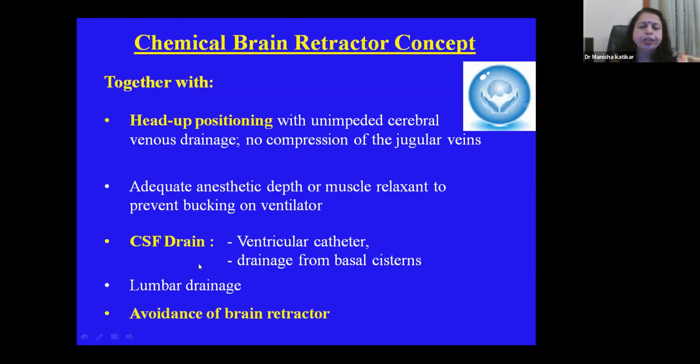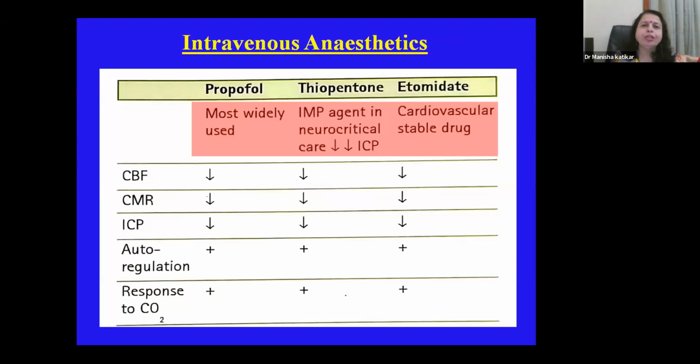if required, a CSF drain, either a ventricular catheter or external ventricular drain, if the surgeon needs to put one. Or if you see the brain is tense, you can request the surgeon to drain the basal cisterns, which will definitely help to decrease the ICP. If you have put in a lumbar drain, then draining the CSF through the lumbar drain, and as I mentioned earlier, avoiding any instrumental brain retractor. All these will give a properly relaxed brain to the neurosurgeon, and the surgical condition offered by the anesthesiologist will be excellent, and the surgeons will be really happy with whatever anesthesia you are giving. So what are the drugs you commonly use?